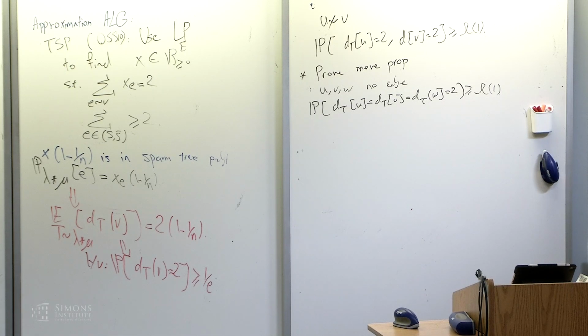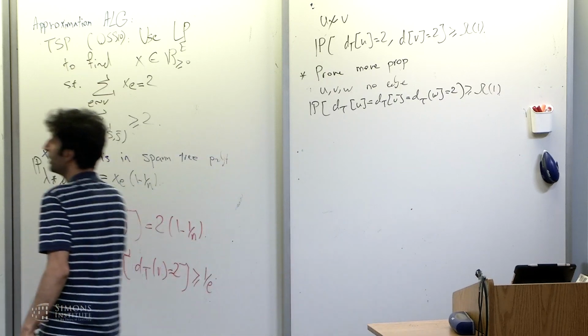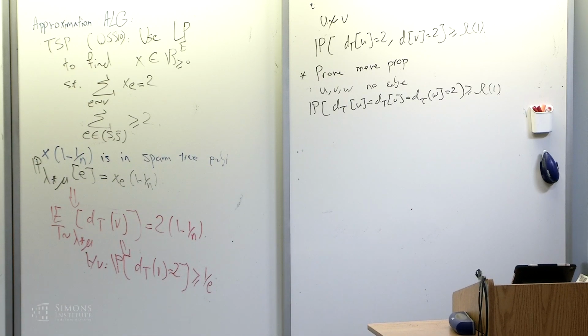Okay. So that's one line of work related to optimization. There is a different line of work related to counting.